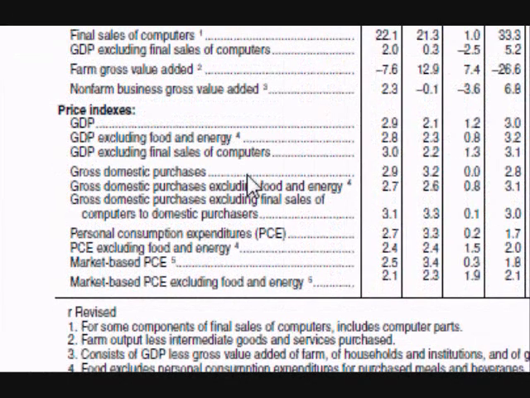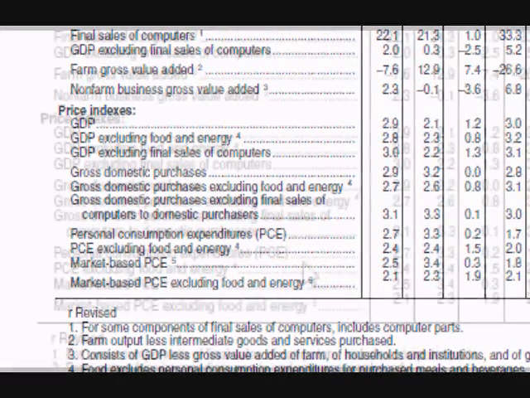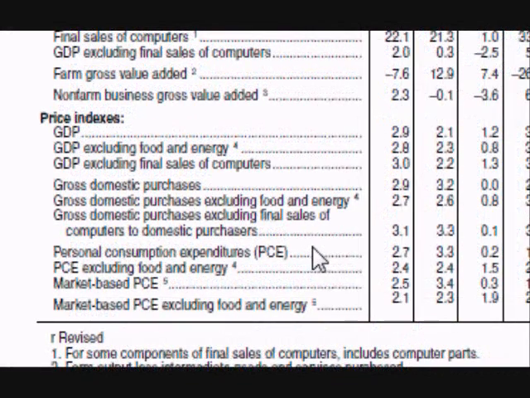Then there's the change in gross domestic purchases. In other words, the change in price for all goods and services purchased in the U.S., whether the goods and services were made in the USA or not. Following that is the change in core gross domestic purchases and gross domestic purchases minus computers. Finally, there's the change in prices for personal consumption expenditures. This is the change in prices for all goods and services purchased by consumers. It excludes purchases by businesses and government.